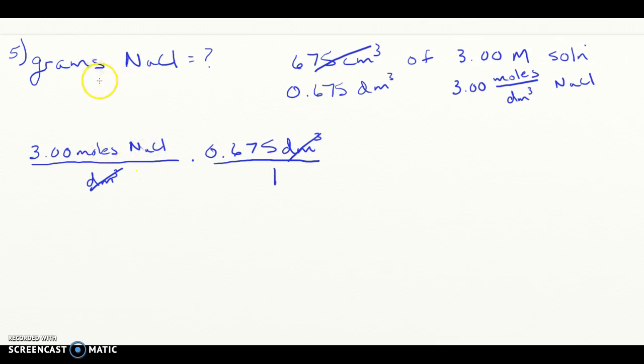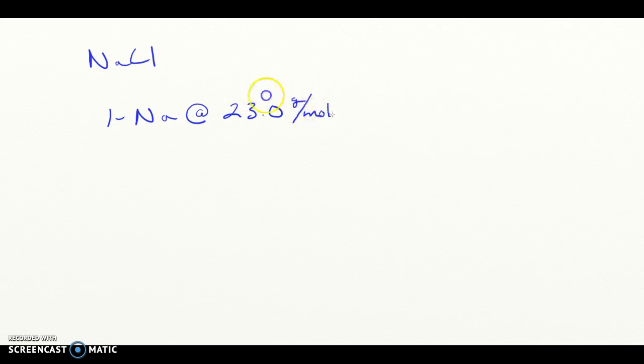Remember, moles to grams, we need our periodic table. So what I'm going to do is solve for the molecular mass of NaCl. I'm going to use this other sheet here. For NaCl, sodium chloride, there's 1 sodium, 23.0. That's what it is on your periodic table. Grams per mole. And there's only 1 chlorine, and that's 35.5 grams per mole.